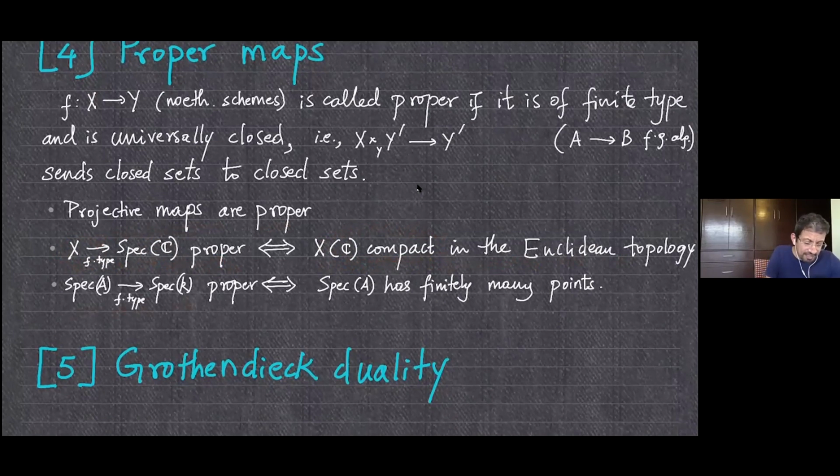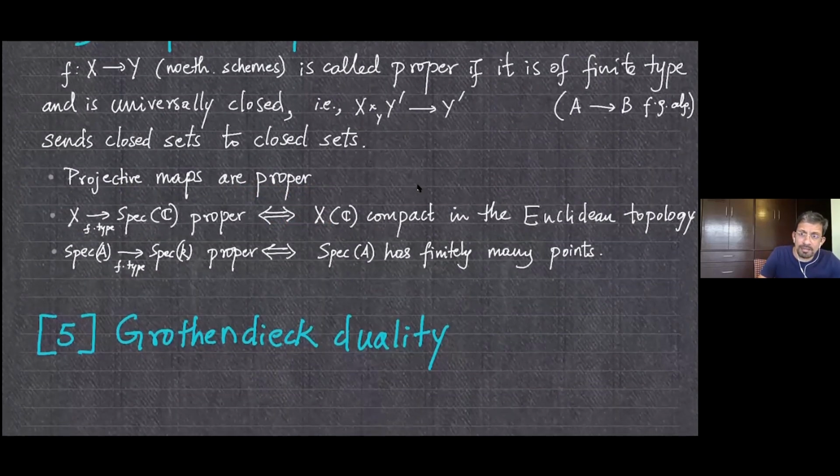And affine objects are rarely proper. In fact, they are proper if and only if they contain finitely many points. So affine objects are rarely proper. Projective objects are always proper, but there are more proper objects. Examples are slightly harder to give, so I'll skip over that.